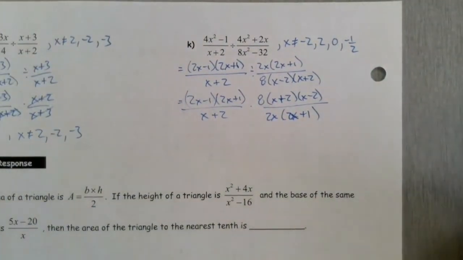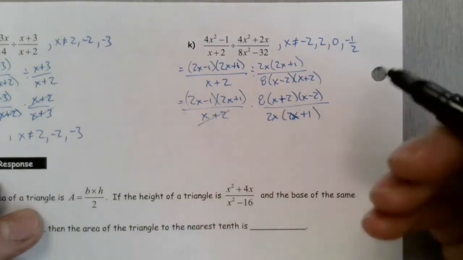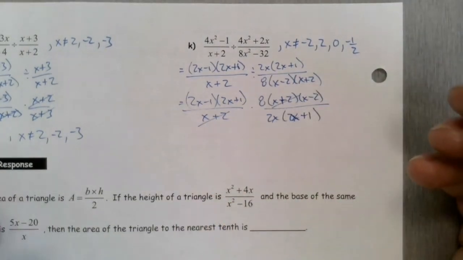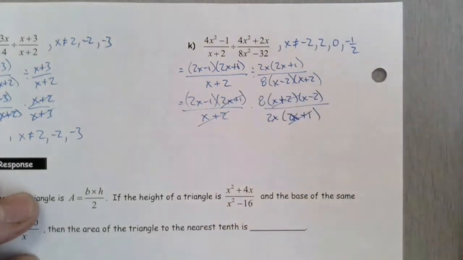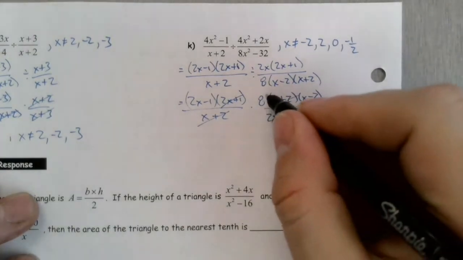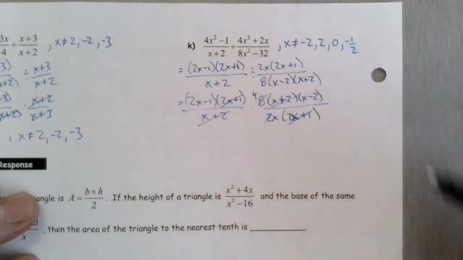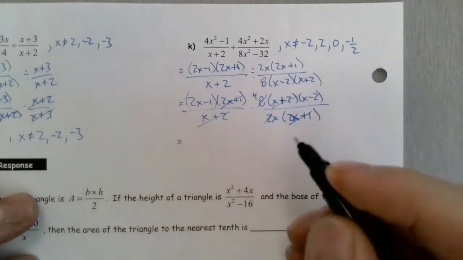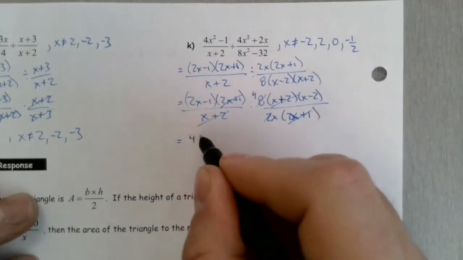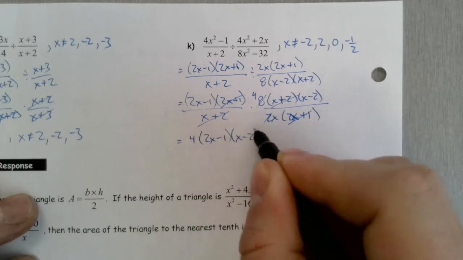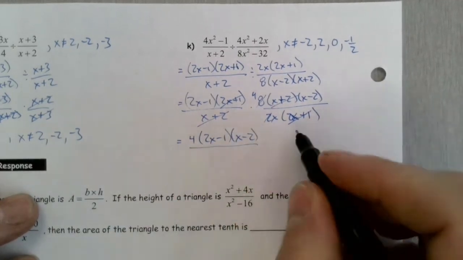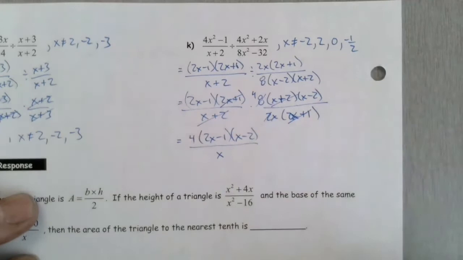Now let's see what we can simplify here. We've got an x plus 2 in the numerator and the denominator. That goes away. I have got a 2x plus 1 and a 2x plus 1, and that's going to go away. And then I've got an 8 over a 2, and that's going to leave me with a factor of 4 in the numerator. Now I think I got everything here. So I've got a 4 multiplied by 2x minus 1 multiplied by x minus 2 all over, well, it looks like the only factor that survived in the denominator was the x.